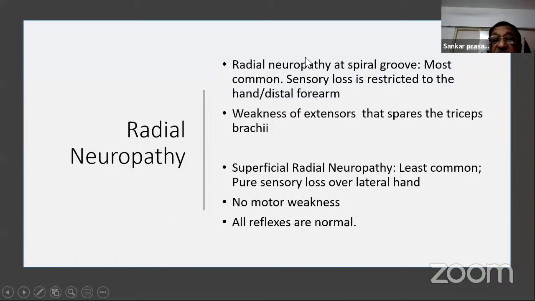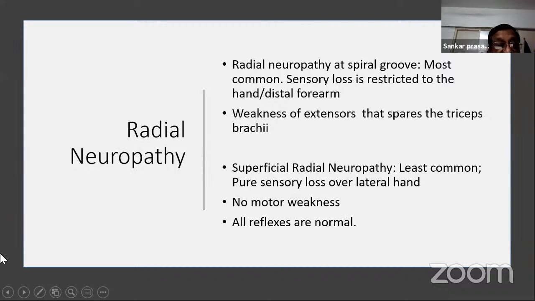Radial neuropathy at the spiral groove is a very common thing which we can see. Most commonly, sensory loss is restricted to the hand and distal forearm. There will be weakness of extensors, sparing the triceps brachii. Superficial radial neuropathy is the least common, with pure sensory loss over the lateral hand. There is no motor weakness, and all reflexes are normal.